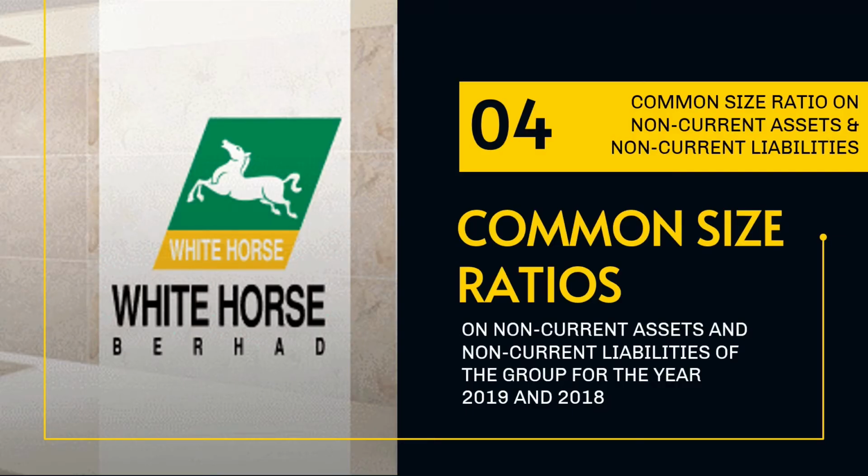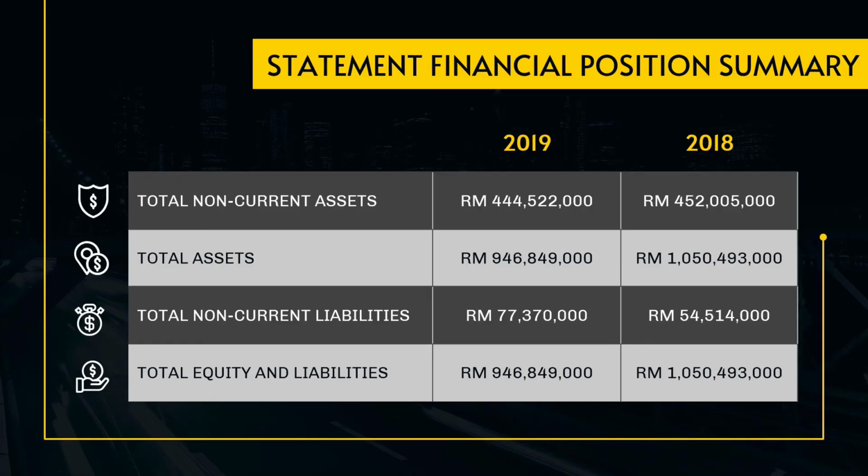So next, I will present about the common size ratios for the WhiteHorseBhd5M on non-current assets and non-current liabilities of the group for the year 2019 and 2018. Here is the statement of financial position summary for the WhiteHorseBhd5M. So we will compare the common size ratio for the year 2018 and 2019. How we derive the common size ratio is by dividing the individual item of non-current assets or non-current liabilities by the total assets or total equity and liabilities and times by 100.